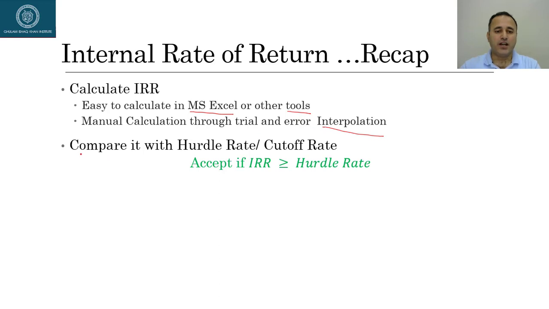Once we calculate the IRR, we compare it with the hurdle rate. It is also called the cutoff rate. If the IRR is greater than or equal to the hurdle rate, we accept the project. If it is less than the hurdle rate, we reject the project. So the acceptance criteria is plain and simple. If the IRR, as I said, is more than the cutoff rate, we accept it. If it is less than the hurdle rate, we reject it.